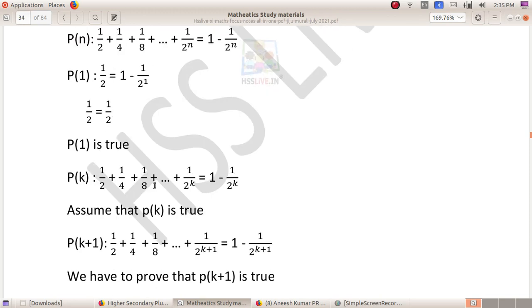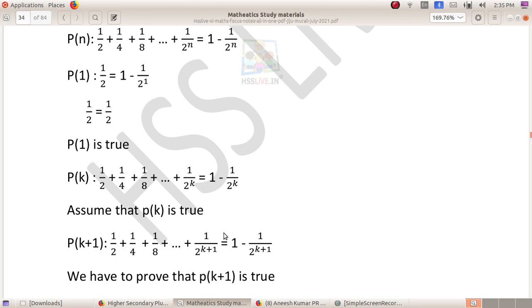Okay, P(1). Similarly, we assume that P(k) is true for n = k. That is 1/2 + 1/4 + 1/8 + ... + 1/2^k = 1 − 1/2^k. It is needed to prove that it is true for n = k + 1. That is 1/2 + 1/4 + 1/8 + ... + 1/2^(k+1) equals 1 − 1/2^(k+1). It is to be proved.